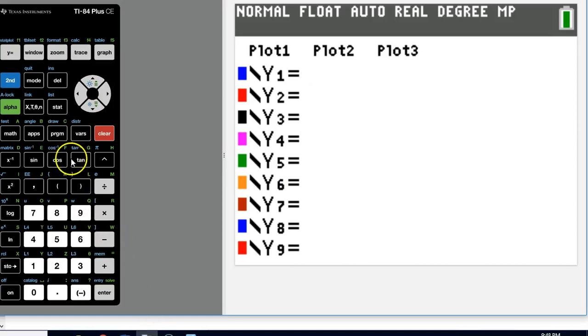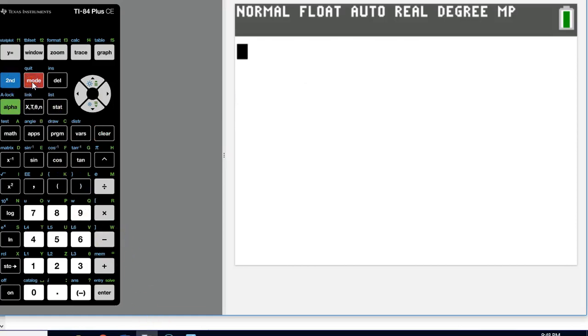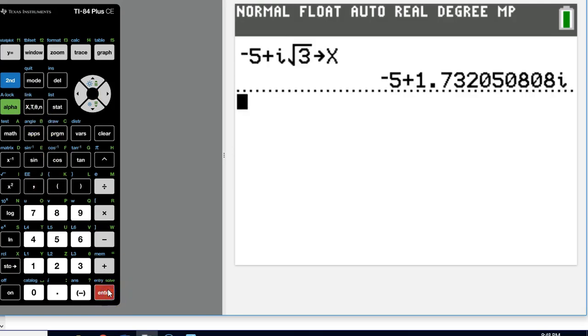You can pop that into your calculator in the home screen. We can enter the number negative 5 plus or minus, I'll just do the plus, i square root of 3. So you want to know all these tools. i is in blue above the decimal key. Then I'm going to get outside of that square root and store. The store button is right here to the left of the 1. Stored in X, it immediately converts the square root of 3 into an approximate decimal.